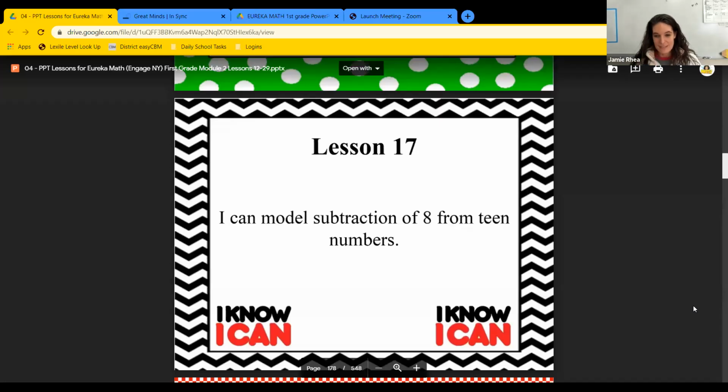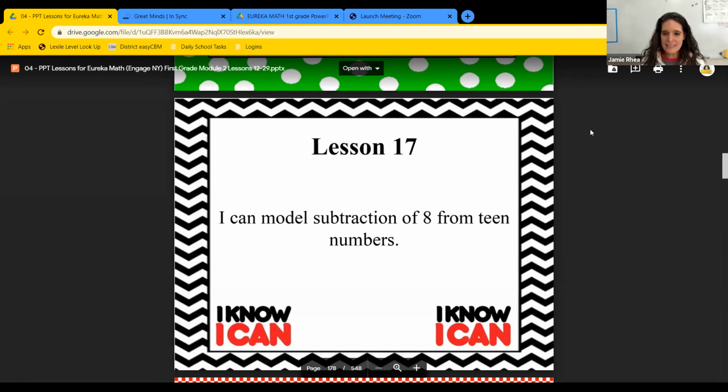Okay. Today, we are on lesson 17. I can model subtraction of 8 from teen numbers. Now, we have already done this with 9, where we break down our teen numbers into 10 and something else, and then we took the 9 from the 10. Today, we're going to take the 8 from the 10. We got this. I'm going to show you how to do it step by step, and we're going to number our steps, okay? So hopefully it'll become easier to understand.